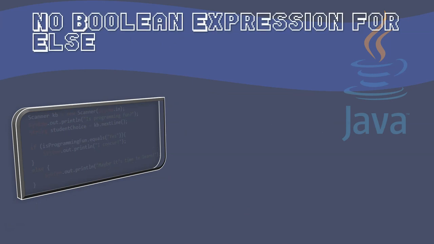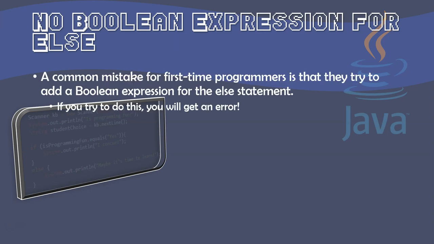Now, another thing to note is that there is no Boolean expression for else. A common mistake for first-time programmers is trying to add a Boolean expression to the else statement. If we go back to our positive negative example, for ifs, if x is greater than 0, it's positive. If x is less than 0, it's negative. If you try to say else x is less than 0, you're going to get an error. Why are we getting an error?